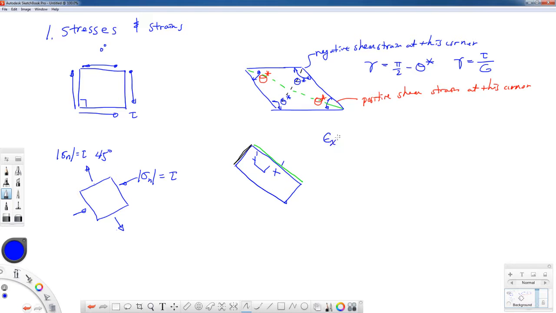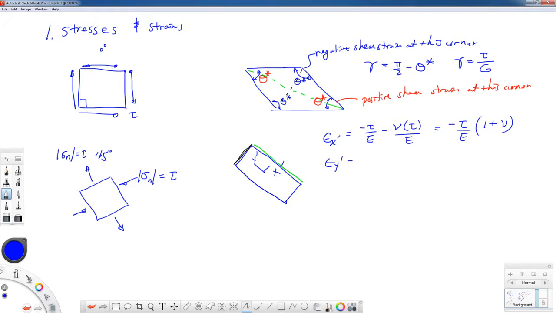So epsilon x prime is going to be equal to sigma x prime over E minus nu sigma y prime over E, and sigma z is equal to 0. Notice that I'm using 3D Hooke's law here. I have to use 3D Hooke's law because I have more than one stress component, more than one extensional stress component. Alright, so if I factor out the minus sign in the tau, I have minus tau over E, and then I'd have, let's see, 1 plus nu right here.